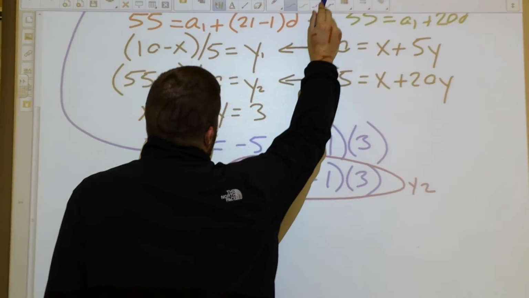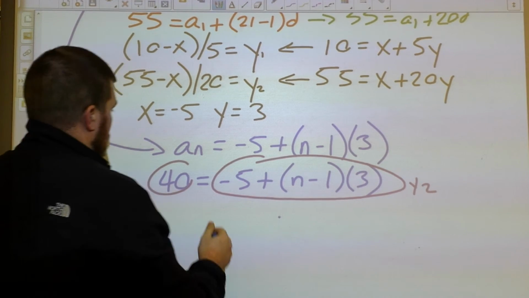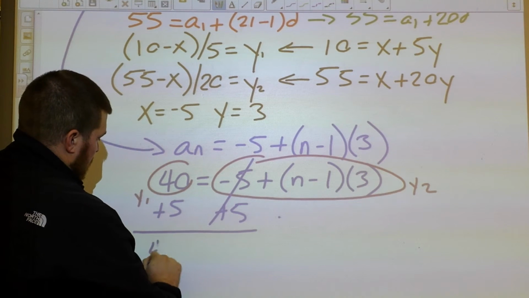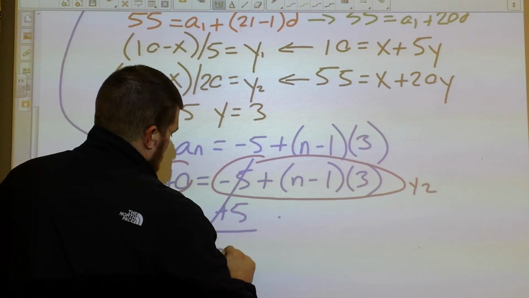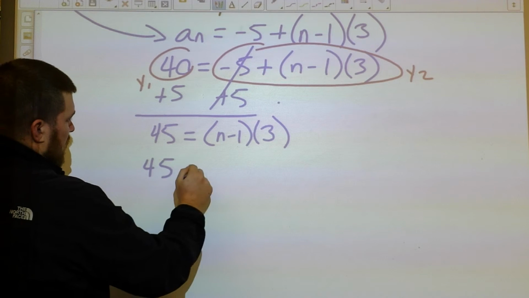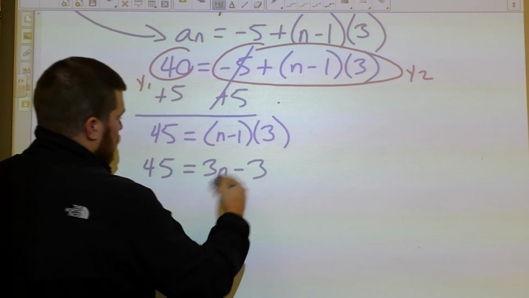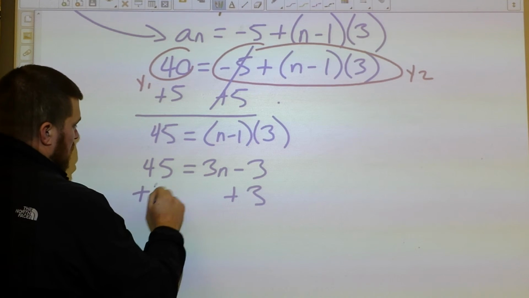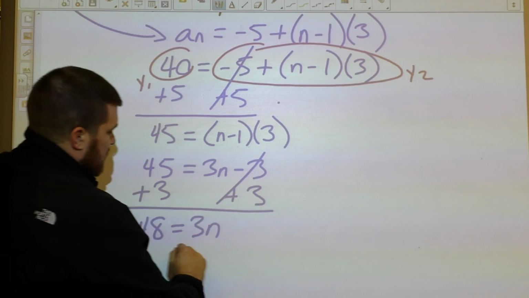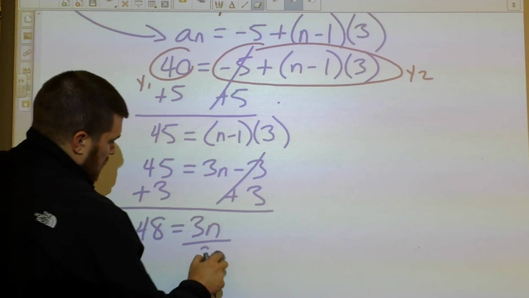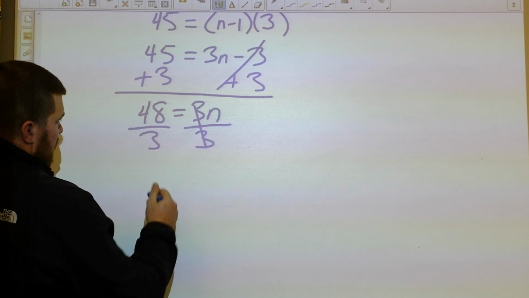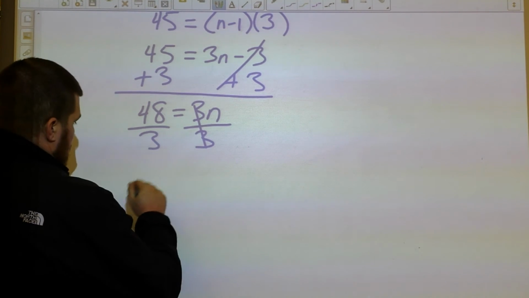So I want to go back in blue and do that. The very first thing I want to do is add 5 to both sides. So I have 45 is equal to n minus 1 times 3. Now I have the distributive property, so 45 is equal to 3n minus 3. Add 3 to both sides. So 48 is equal to 3n. I didn't get n by itself, so divide by 3. So I have 48 divided by 3 is 16.